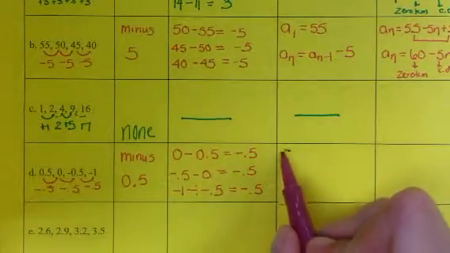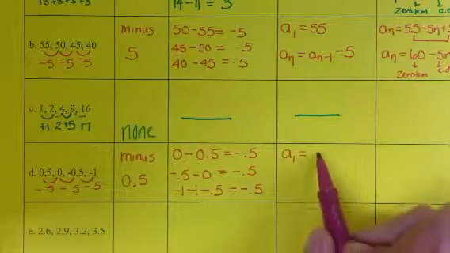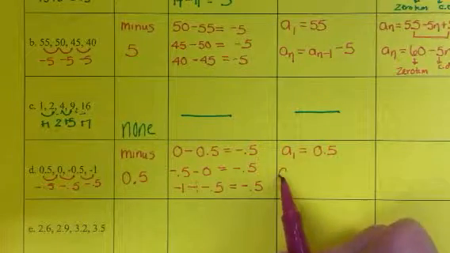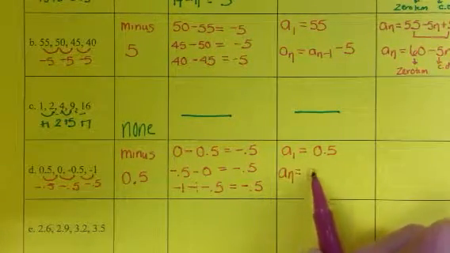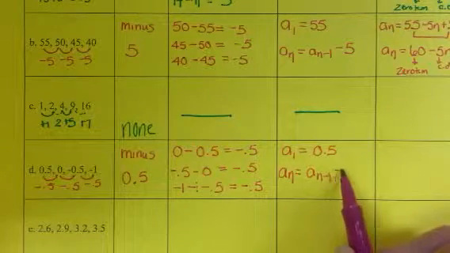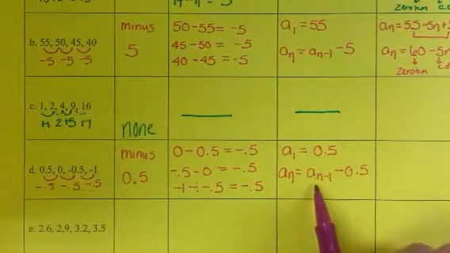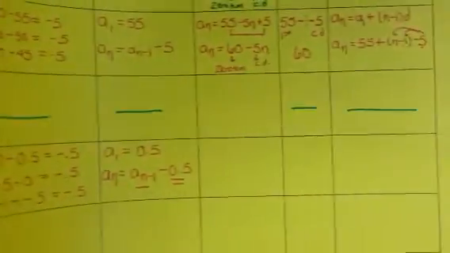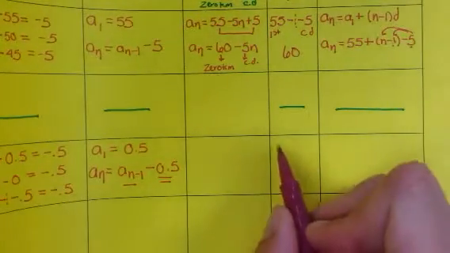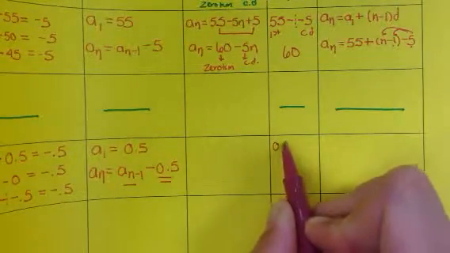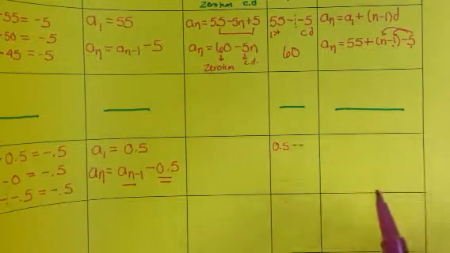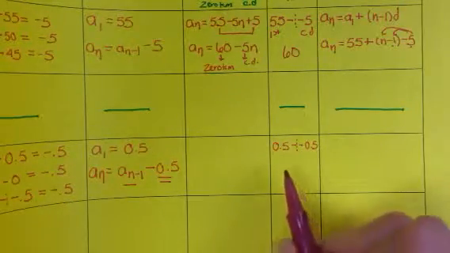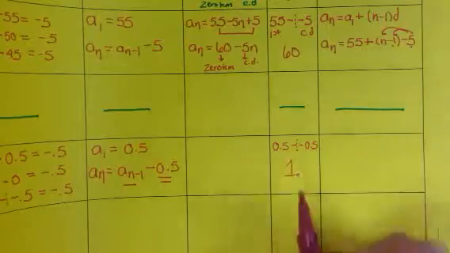So the recursive formula says a sub 1. What is your first term in your sequence? Our first term in our sequence is 0.5. Then our a sub n formula would be a sub n minus 1 minus 0.5. Your previous term and your common difference. So how do we find our zero term? We're going to take our first term in our sequence, which is 0.5, and we're going to minus our common difference, which is negative 0.5. Two negatives make a positive, so 0.5 plus 0.5 equals 1.